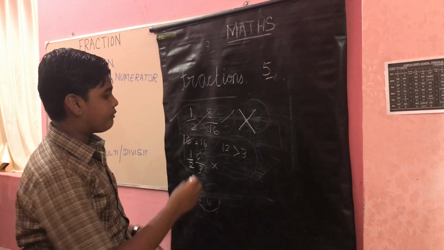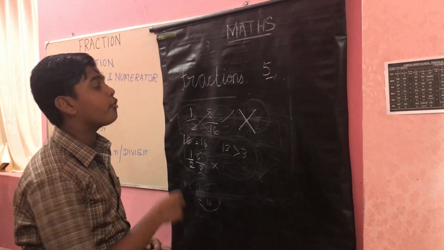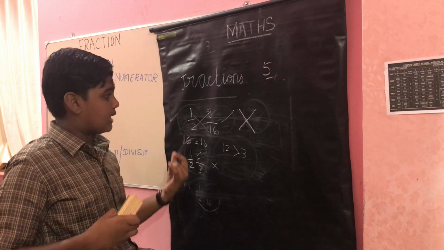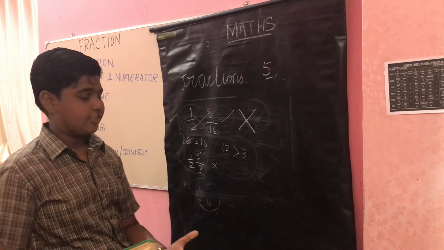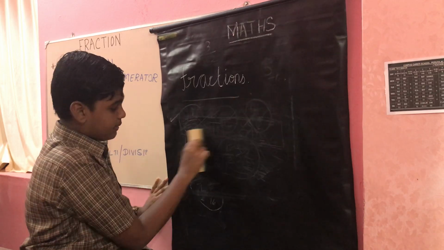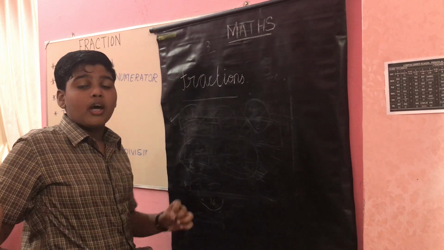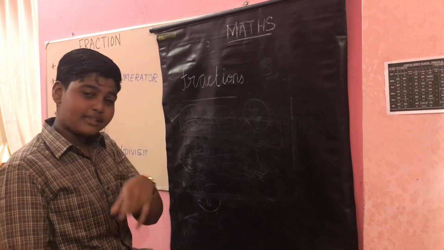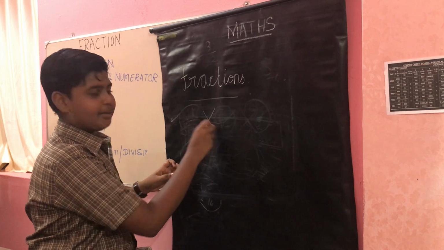Other examples of equivalent fractions are 1 by 2 and 2 by 4, 1 by 2 and 3 by 6. All these examples are equivalent fractions. Okay, so this is the method which we use in order to find whether fractions are equivalent. I'll tell you how to make a fraction equivalent. That's the method which we follow here, the butterfly method.